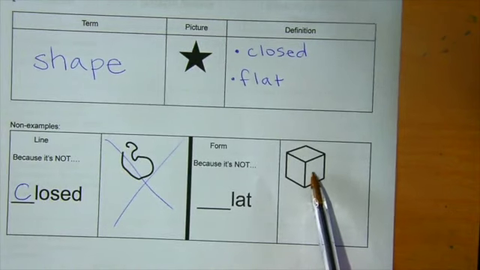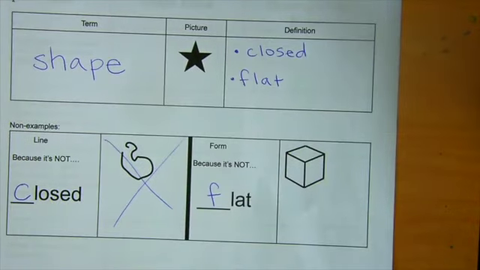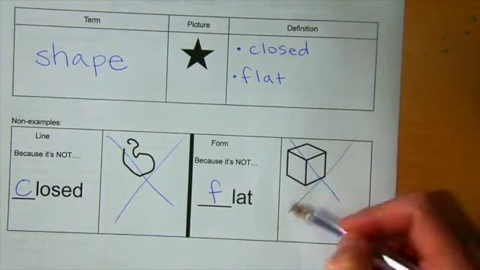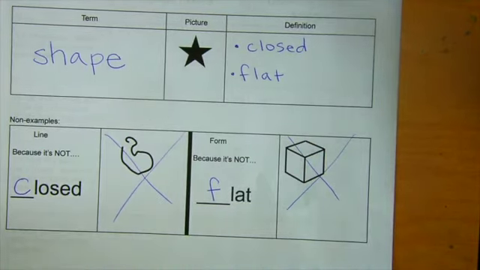And then on the other side, we have this, and this is not a shape because it's like 3D. It's not flat. So this is a form because it is not flat. We put the F on that line and then cross off that cube for me, almost like a dice shape. We do not want that as a shape. That is 3-dimensional.